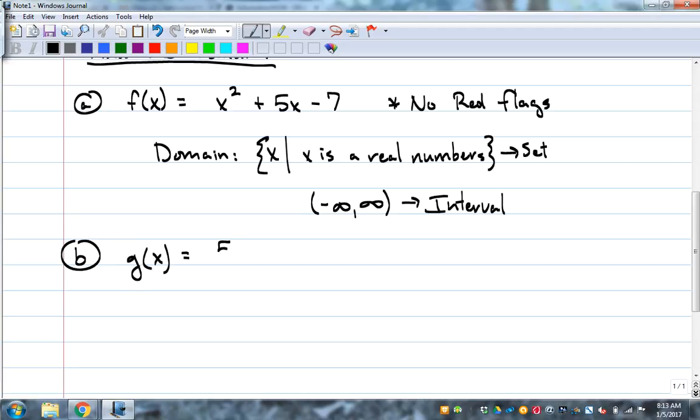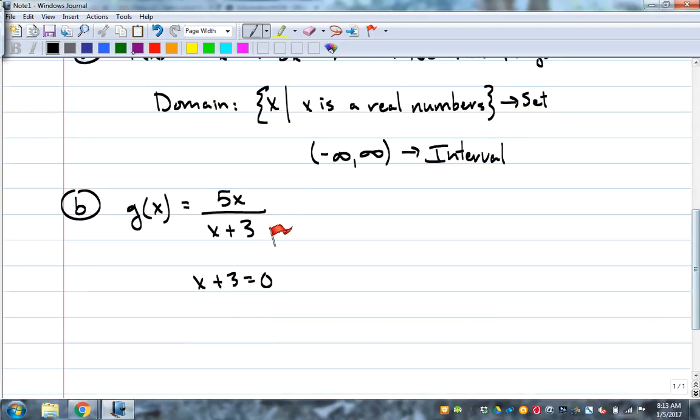Here's a function, 5x over x plus 3. Any red flags? Yeah, we've got division, and there's a variable in the denominator. So there's a red flag there. That tells us that we could have possible division by 0. What number would make that division by 0? How do you know that? Good. Yeah, because x plus 3, when does it equal 0? Yeah, when it's negative 3 plus 3.